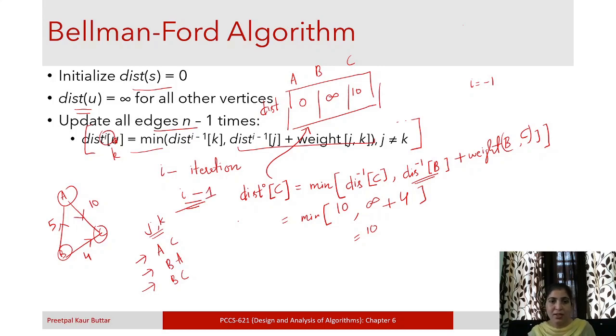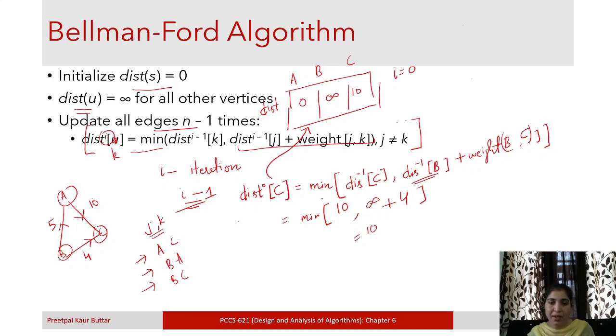Now in the next iteration, i will be 1. i being 1 means you will now solve this problem using one intermediate vertex. Okay, so it means you will look at the subproblem which was solved in the previous iteration when i was 0. So we will look at this. Okay, and again we will solve it for all the edges in your graph. So there are 3 edges. Okay, so the first is A to C.